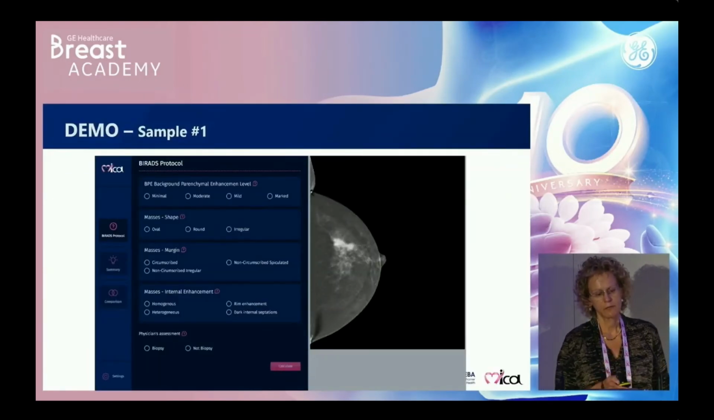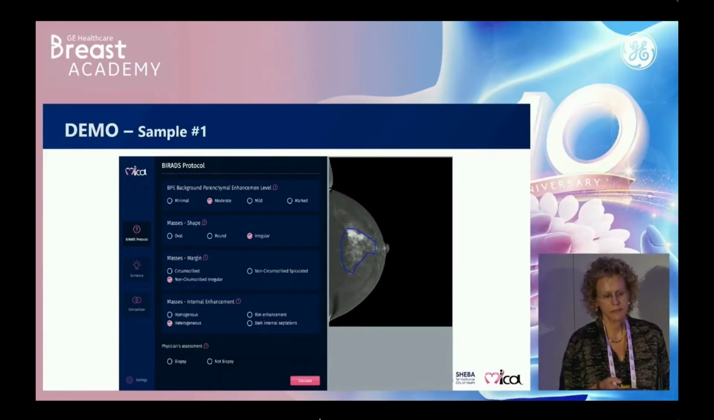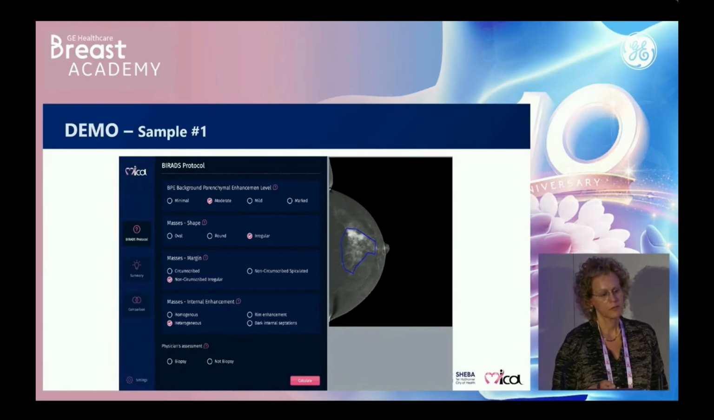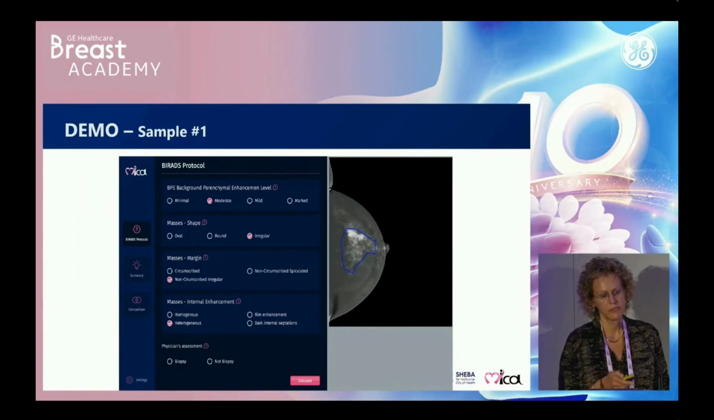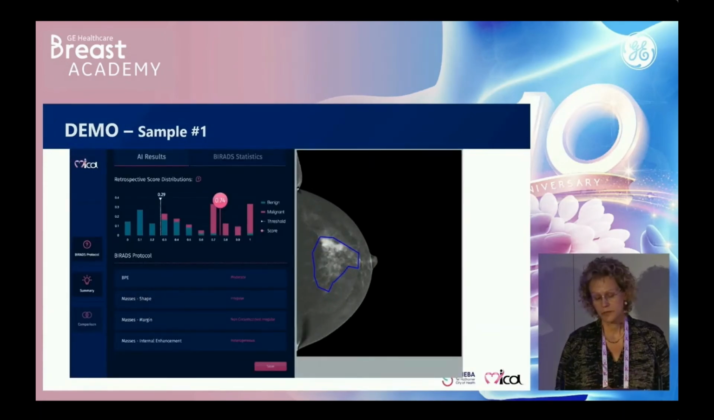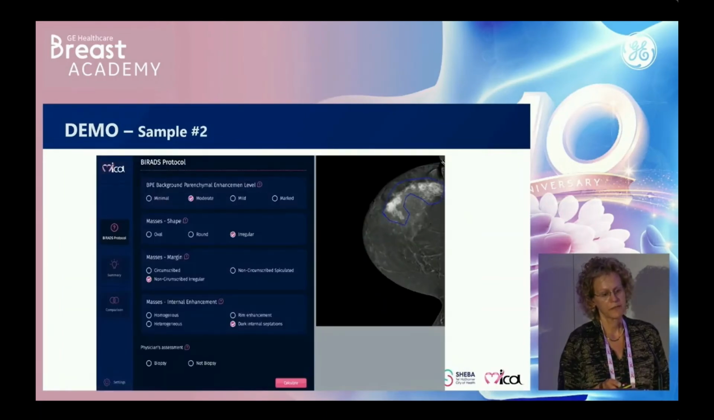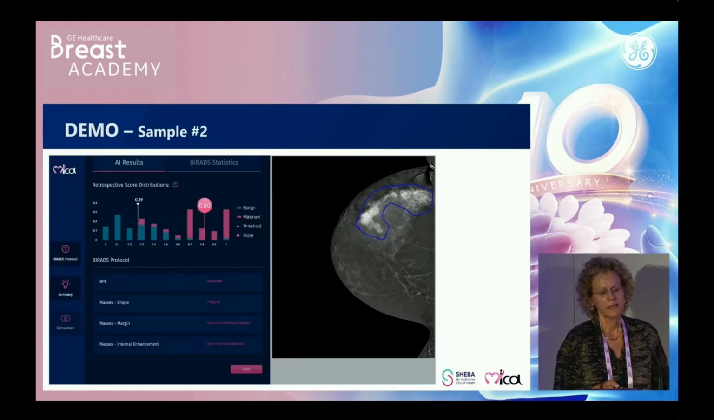So here again, a contrast mammography study, we can see a large area of irregular enhancement. We mark, according to the BI-RADS lexicon, the BPE, the mass, the contour of the mass, the margins, and whether it is heterogeneous or non-heterogeneous enhancement, and we send it to the system, and after a few seconds, we receive a score, and this was a malignant lesion. This is another case, and it takes a few seconds to fill the BI-RADS criteria and to send it to the system to receive a score.